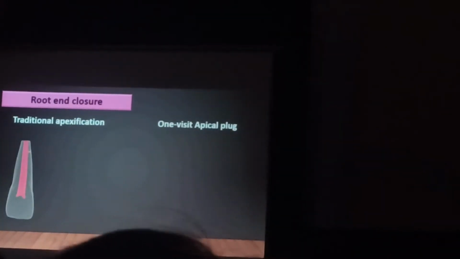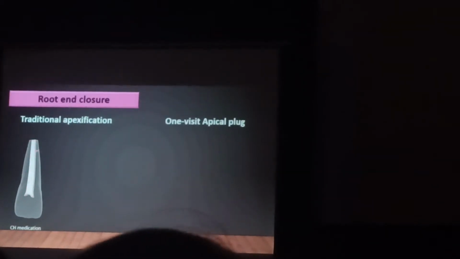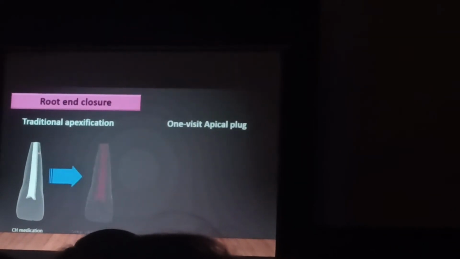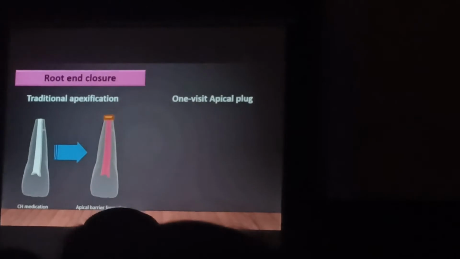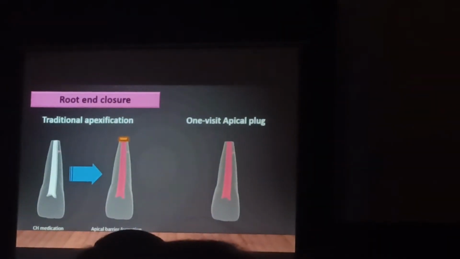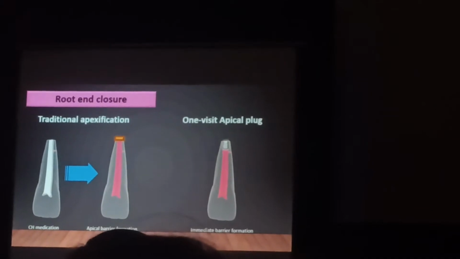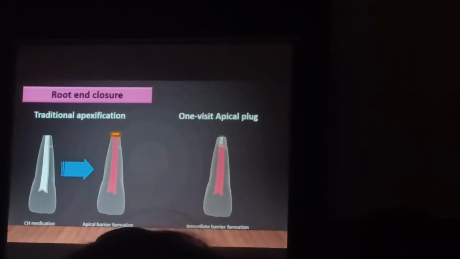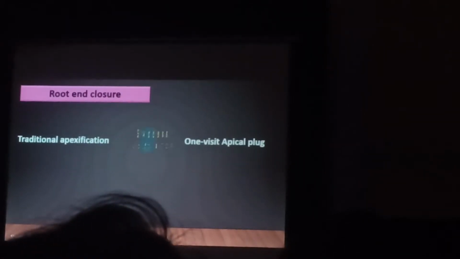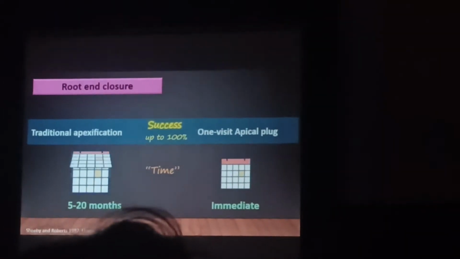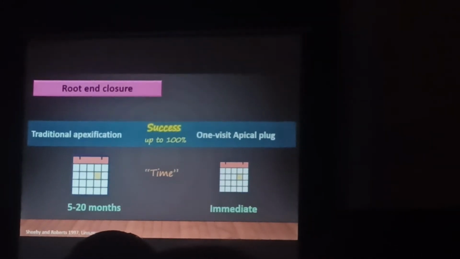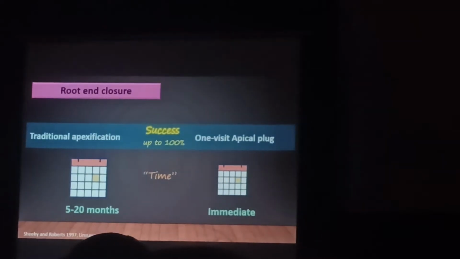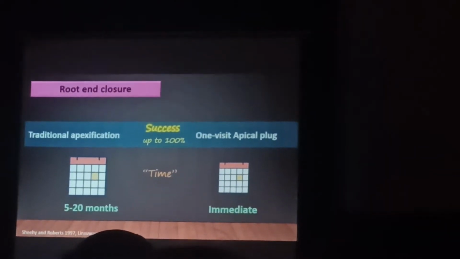For the traditional technique, we normally put calcium hydroxide inside the tooth and then wait for a while until we get apical barrier formation. But for the one visit apical plug, we normally use something to create an immediate barrier at the end of the tooth root. With these techniques, we achieve almost 100% success. However, the difference between the two is the time that we have to wait, because the traditional apexification needs more time than the immediate apical plug.